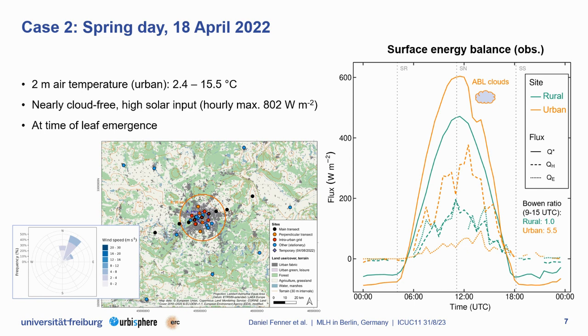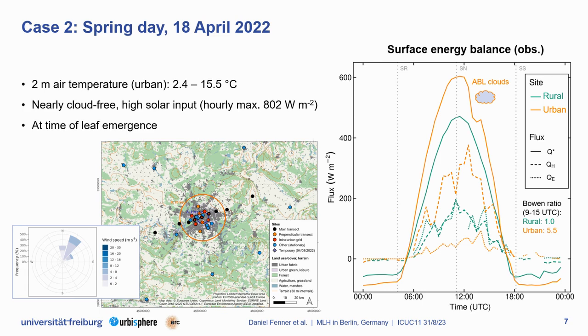So this is a spring day with wind from the northeast flowing towards Berlin, and it's a nearly cloud-free day. There are some clouds, interestingly, over the city, not over the upwind area. And you see, again, the surface energy balance graph shows us large differences. The Bowen ratio, for example, at the rural side is around 1, but at the urban side, we have 5 times higher fluxes of sensible heat compared to latent heat. So there must be strong differences now in the forcing, much higher values.